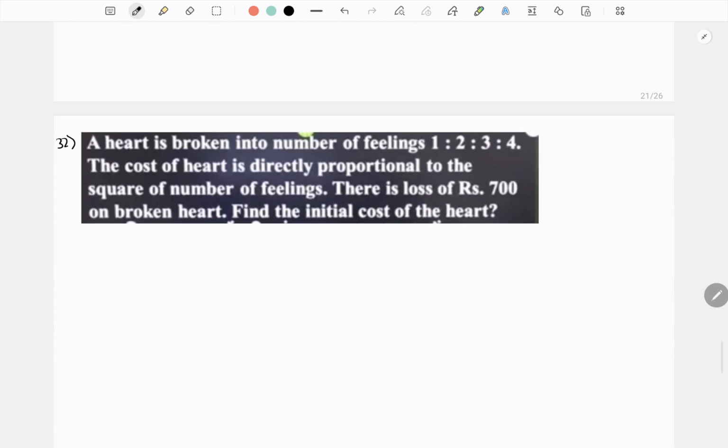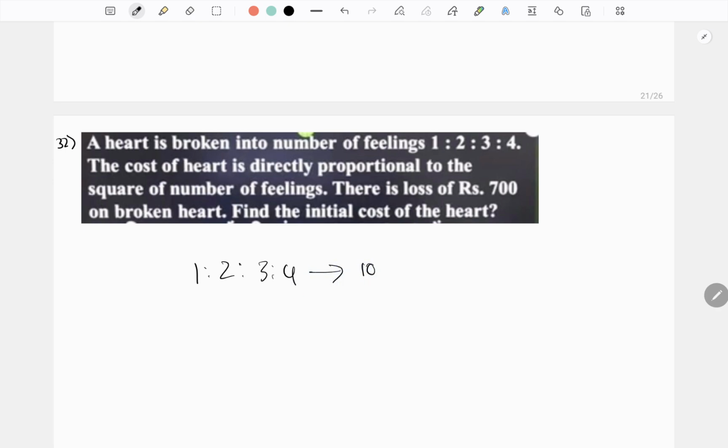Then a heart is broken into number of feelings in the ratio 1:2:3:4. The cost of the heart is directly proportional to the square of the number of feelings. There is a loss of 700 on the broken heart. Find the initial cost. Okay, so first of all, 1 is to 2 is to 3 is to 4, but in total it is 10 parts.